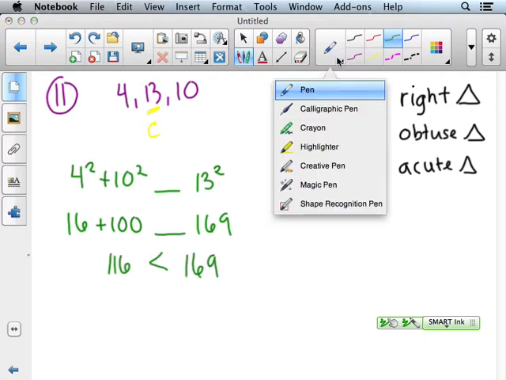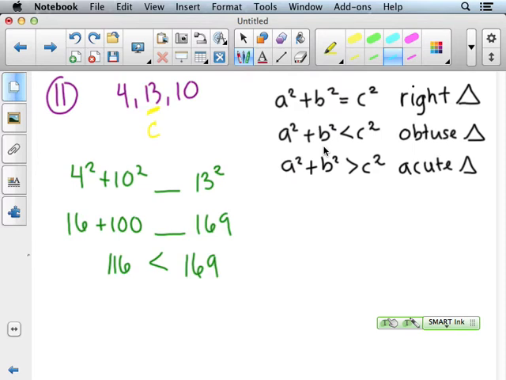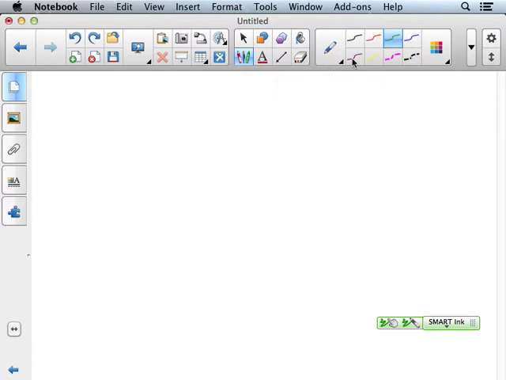And so that corresponds to 116 is less than 169. Well, that means it's an obtuse triangle. Final answer. Number 11. Oh wait, that was 11. Number 12.